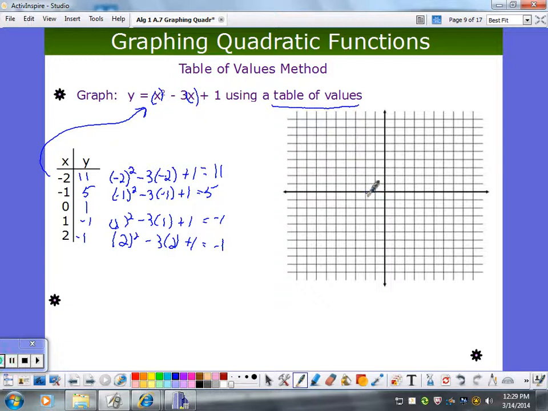What's going on here? So I've got a negative 2, 11. 1, 2, 3, 4, 5, 6, 7, 8, 9, up here someplace. Then I go to negative 1, 5. Then 0, 1, and 1, negative 1, 2, negative 1. Let me put another point in. If I have a 3 here, that's 3 squared, 9 minus 3 times 3 plus 1, right? So I got another 1.